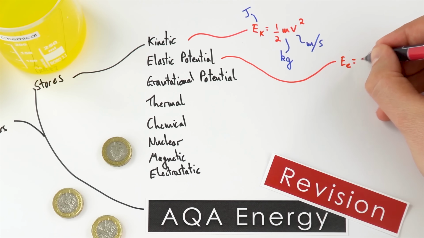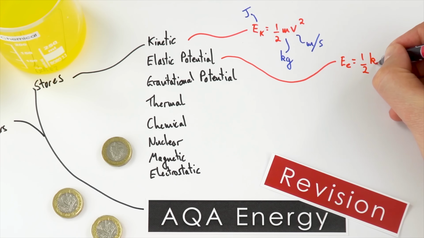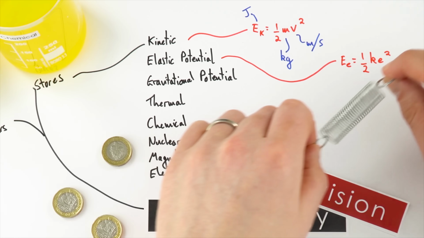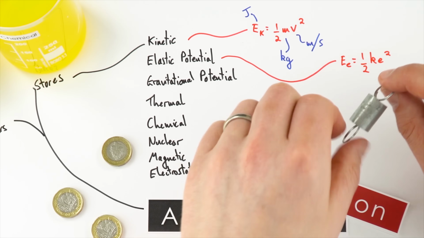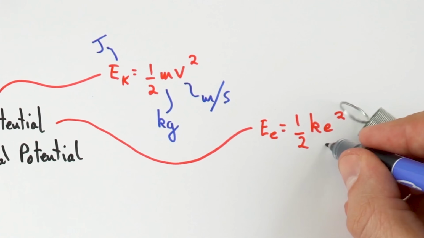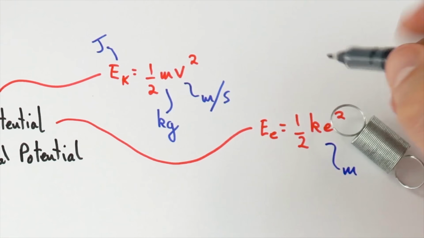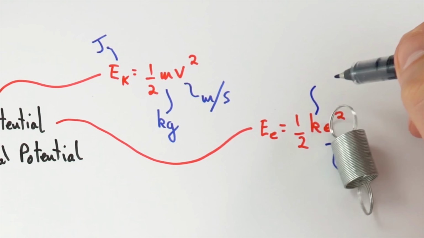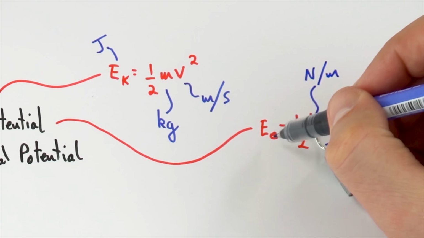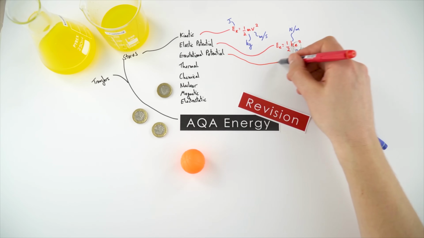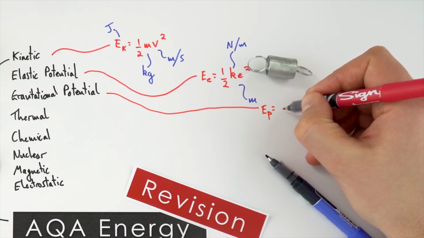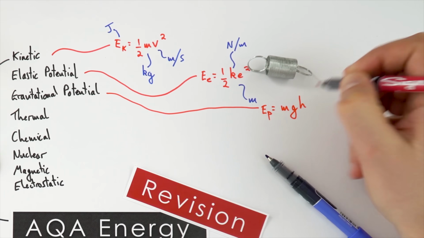The elastic energy is equal to a half ke squared, where e is the extension of that object, not how long it is completely, but how much longer it has become. And again, we measure our extension in metres. k is the spring stiffness, and this is measured in newtons per metre, and once again we measure our energy in joules. Our gravitational potential energy, Ep, is equal to mgh.